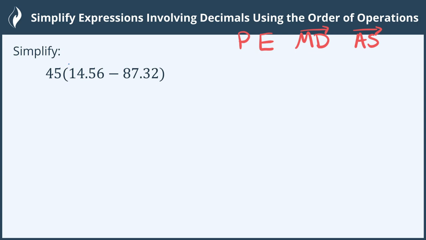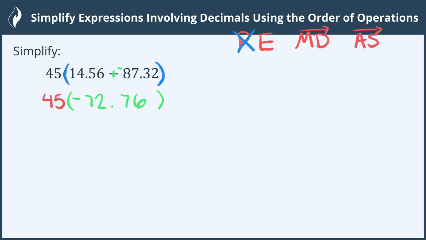So the first thing we want to do is the operation inside the set of parentheses. 14.56 minus 87.32, or we can do add the opposite so that we can see that we have more negatives than positives. So we know that our total in here will end up being a negative number. We can take that 87.32 and subtract 14.56, which gives us negative 72 and 76 hundredths. Then we copy everything down from the step before because we haven't completed those operations yet.